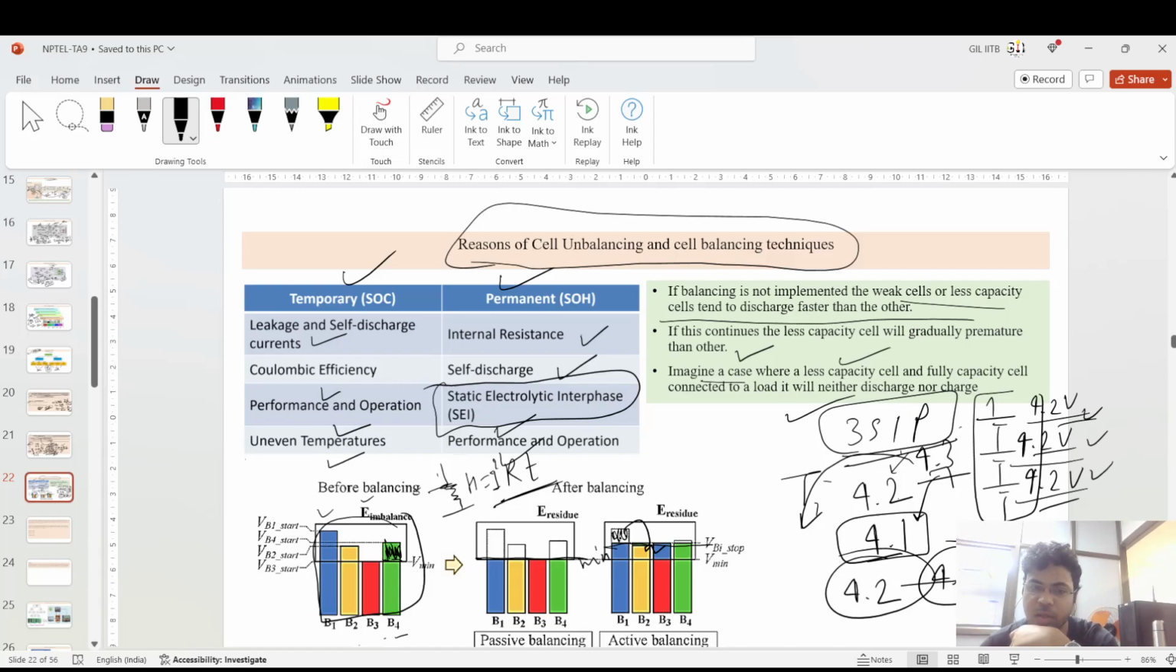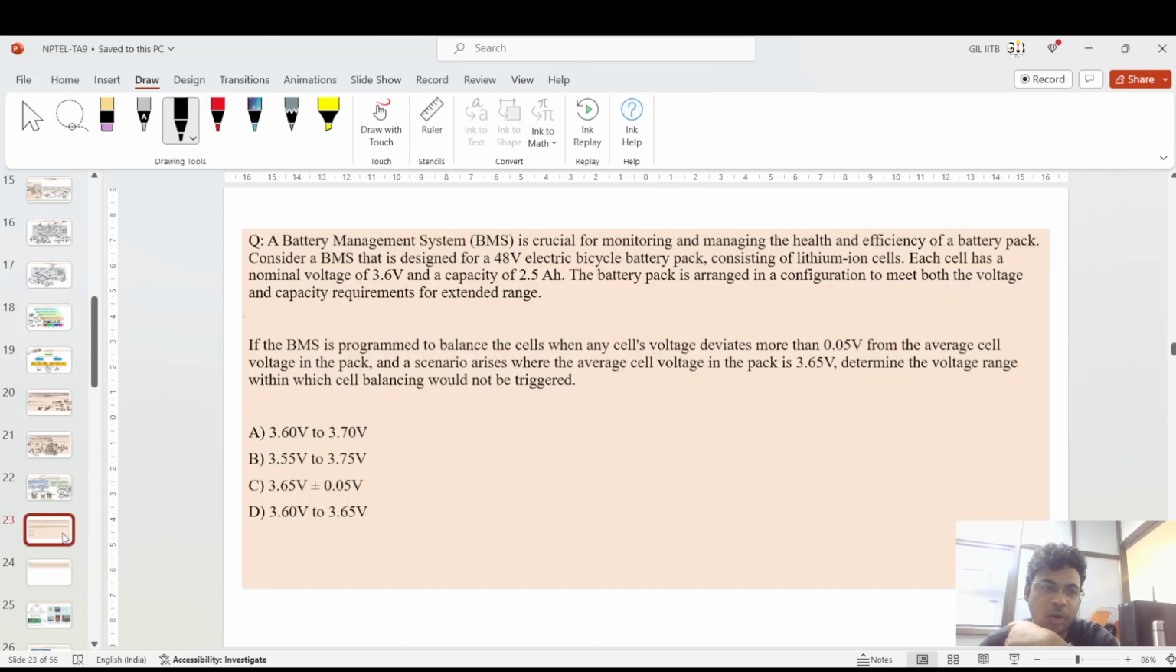Here the extra charge which is there in the cell is not being dissipated, it is actually being utilized to increase the charge level of the other cells. So this is the kind of technique called active cell balancing.